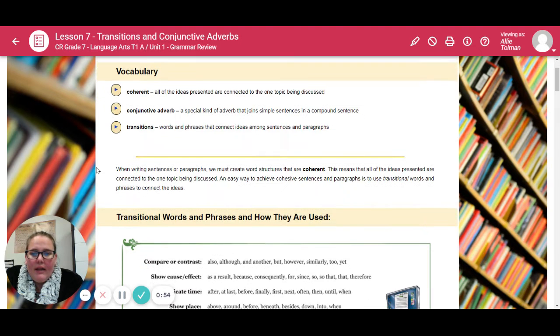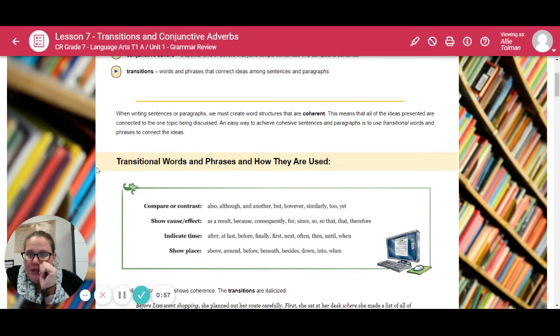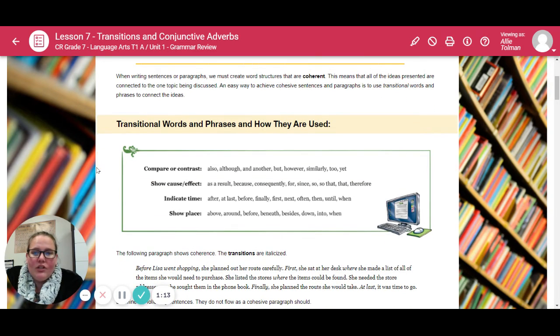So when writing sentences or paragraphs, we must create word structures that are coherent. This means that all of the ideas presented are connected to the topic being discussed. An easy way to achieve cohesive sentences and paragraphs is to use transitional words and phrases to connect the ideas. Transitional words and phrases and how they are used.